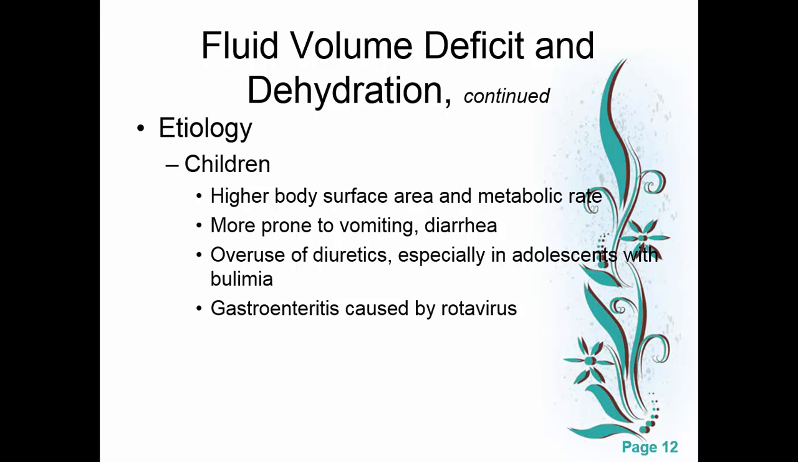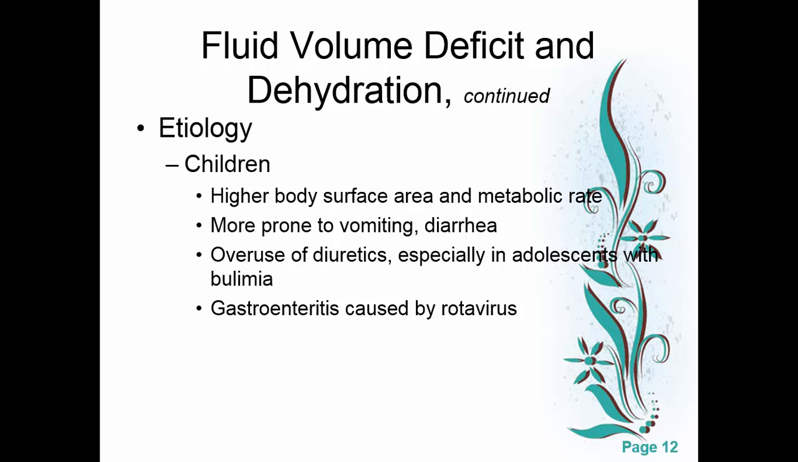Children are more likely than adults to experience imbalance from exercise. They may not feel thirsty, so they fail to drink even when they're dehydrated. They have a higher body surface area and metabolic rate than adults. And so they gain more heat from the environment when it's hot, and they lose more heat when it's cold.